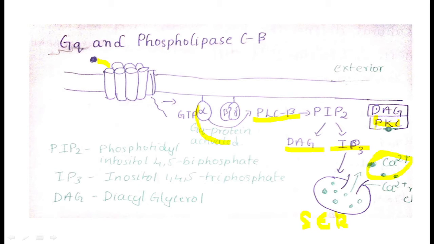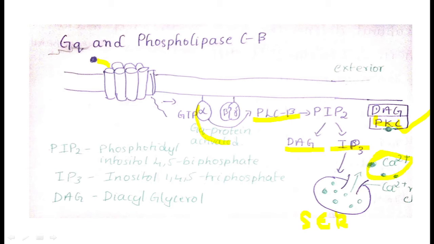I repeat. So this G protein activates phospholipase C beta, which is an enzyme. It is going to cleave phosphatidylinositol 4,5-bisphosphate into DAG and IP3. IP3 enters the smooth endoplasmic reticulum and helps in the release of Ca2+, and Ca2+ goes and binds to the PKC, that is protein kinase C, to which the DAG would have bound. Now the protein kinase C is active and it helps in various effector responses.